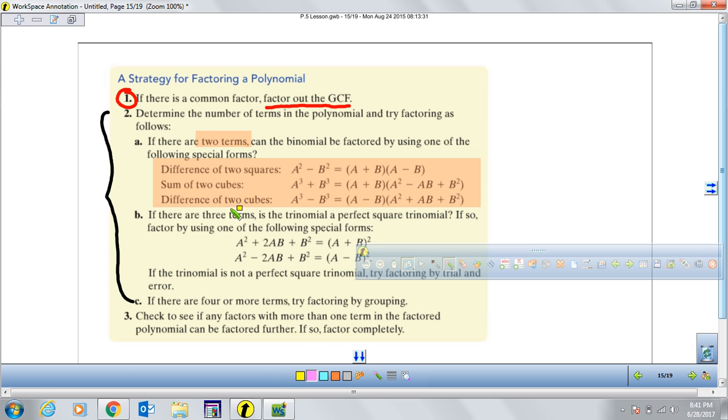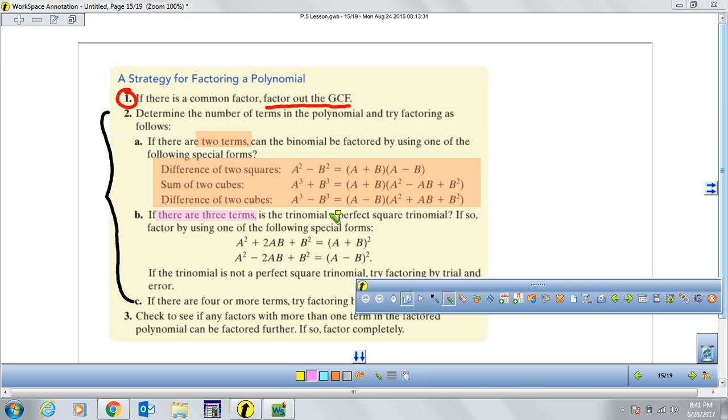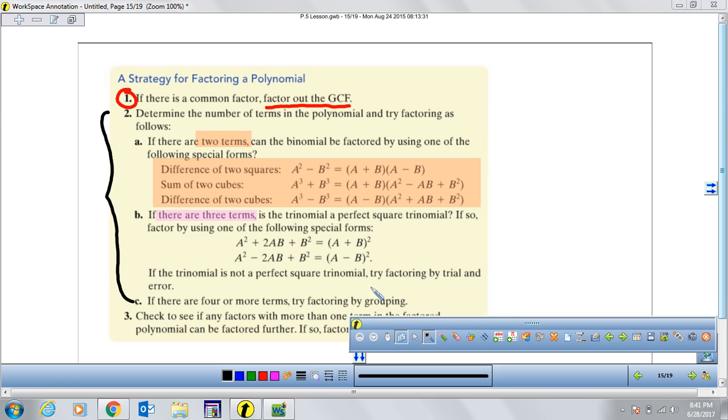Now, what happens if the polynomial has 3 terms? Then you're going to see if it is a perfect square trinomial. You can go ahead and do it if you want to, or you can skip over to factor with the AC method.